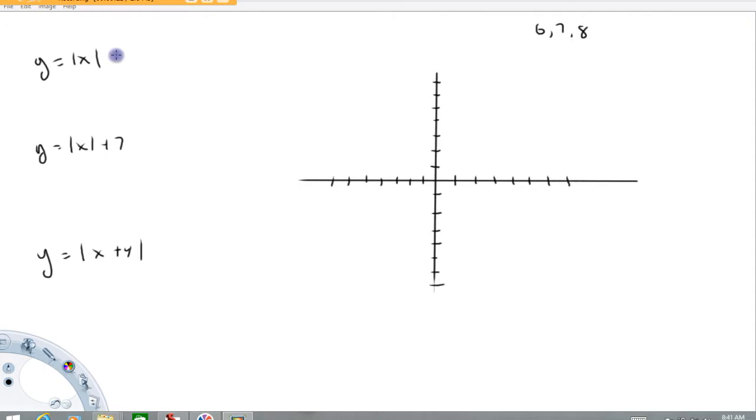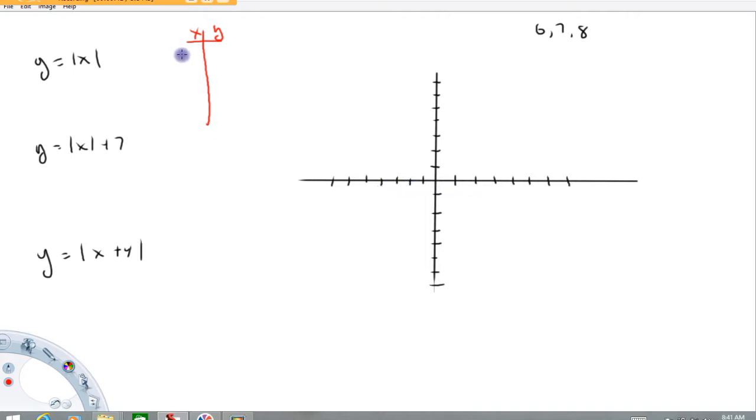Now it says to make tables, and I strongly encourage you to consider that. And I think what I'll do is kind of color code these. We'll do this first one in red. Alright, x, y. So, making tables is easy. Just pick values for x and calculate the corresponding y values. I'm just going to start over here and work my way to the left.